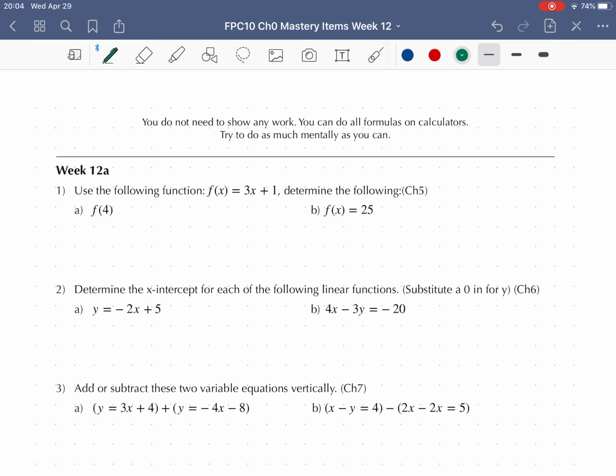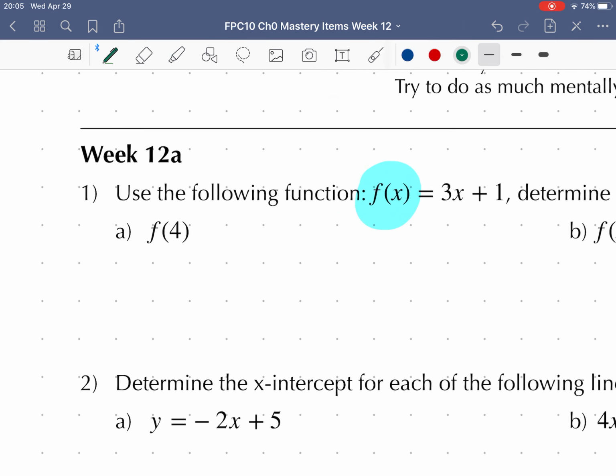In this video, we're going to go through the questions from Mastery Items Week number 12A. Question number 1. Use the following function, f of x is equal to 3x plus 1, and determine the following. Letter A, determine the function f of 4. So determine the value of the function. That means we're going to determine what this value is here when x is equal to 4.